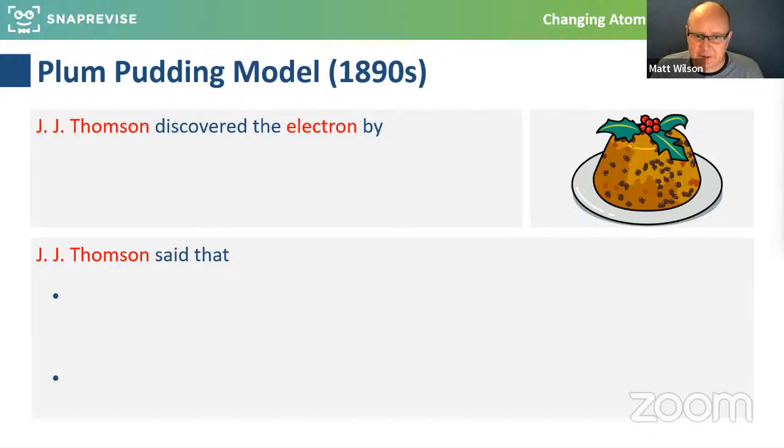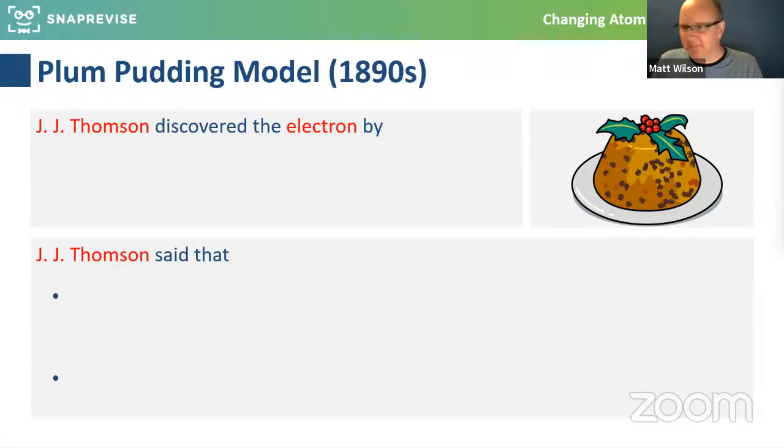The charge on the electron is negative, and J.J. Thomson believed that atoms were effectively made up, and this is where the Plum Pudding model idea comes in, of a ball of positive charge with these negatively charged electrons just randomly dotted and distributed throughout the ball of positive charge.